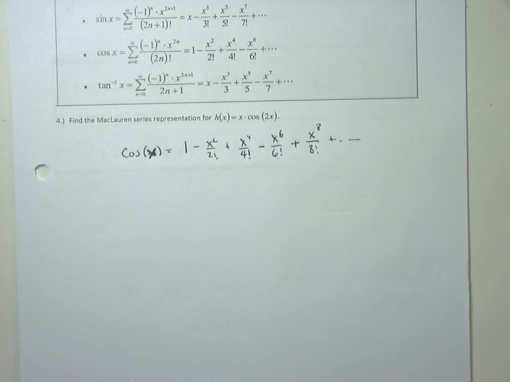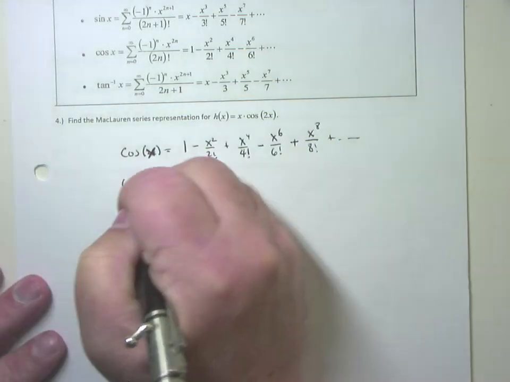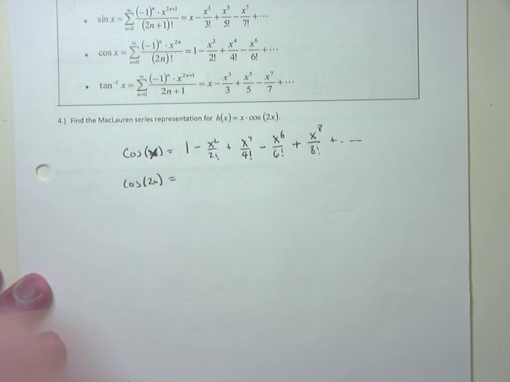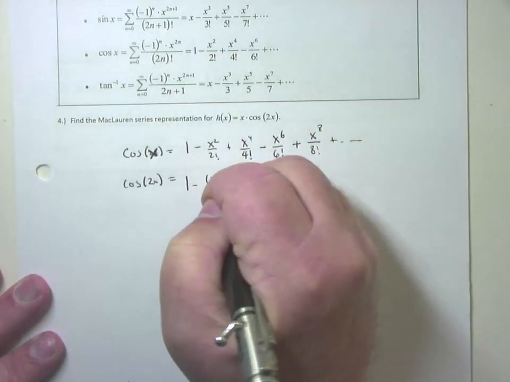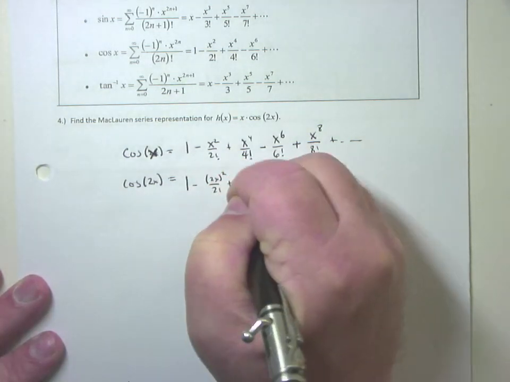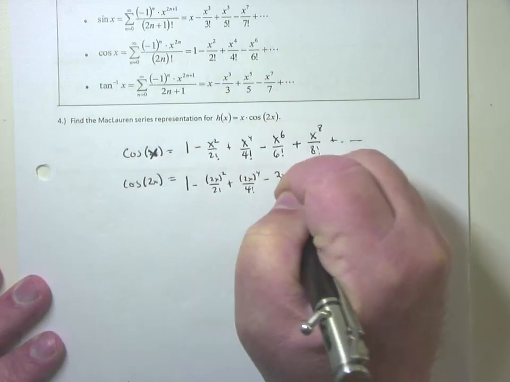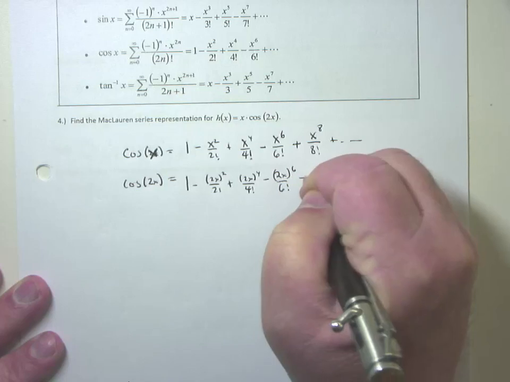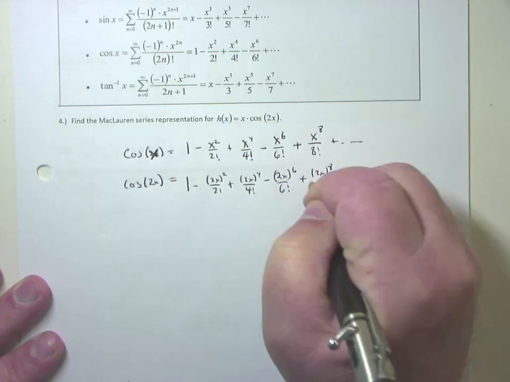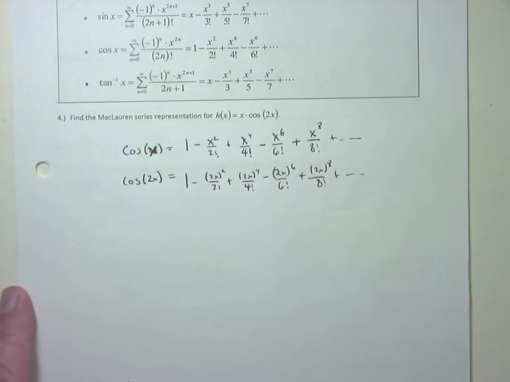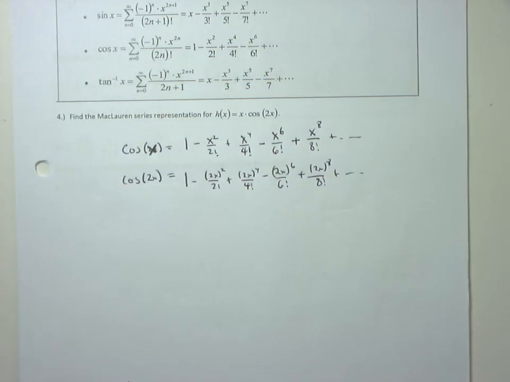But that's not the series we want. What do we want? We want the cosine of 2x. So guess what I'm going to do? Replace all the x's with 2x. This would be 1 minus 2x squared over 2 factorial plus 2x to the 4th over 4 factorial minus 2x to the 6th over 6 factorial plus 2x to the 8th over 8 factorial plus dot, dot, dot. Does that make sense? But then you want to clean it up.